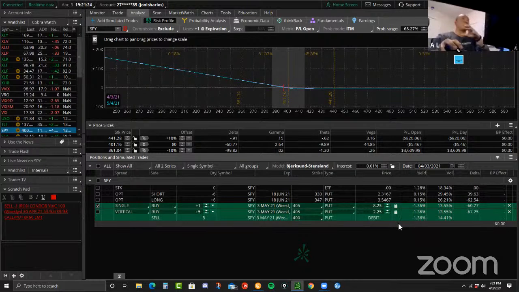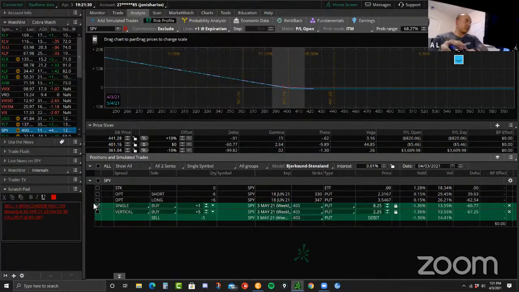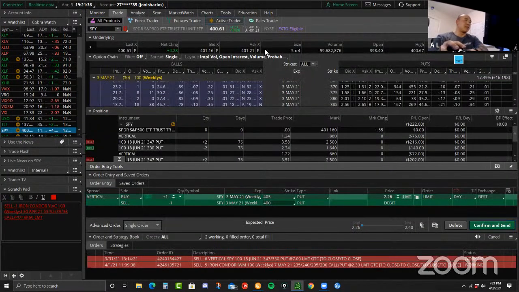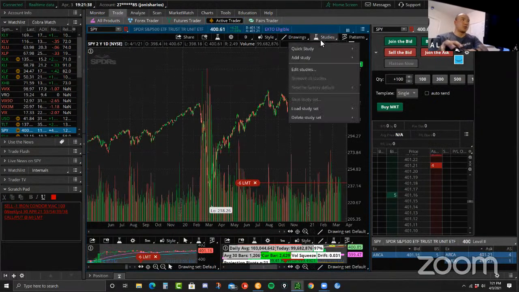Yes and no. There's criteria when you build a spread where you don't need to be in the money. For example, check this out. I've got spreads all the way out here to 330, 347, out till 18 June. I don't know if it's going to get down to 18 June, but the viable risk reward is there.